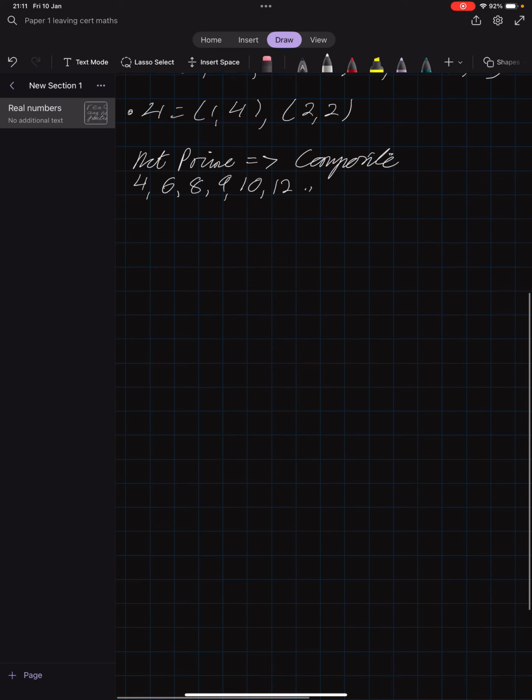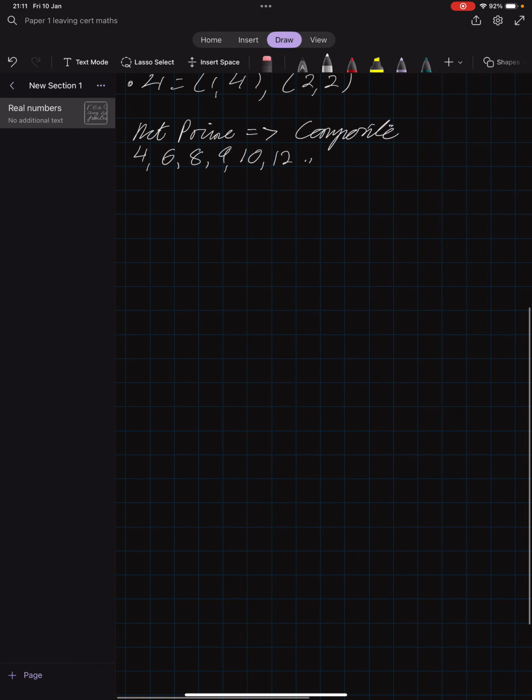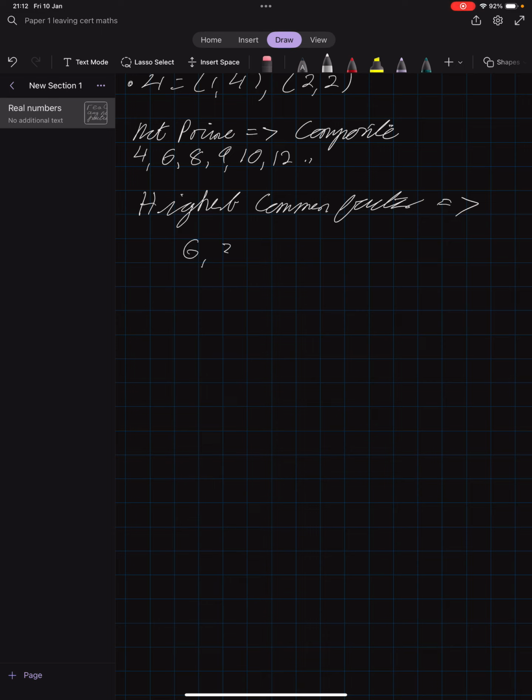Then you have other terms, such as your highest common factor. Your highest common factor is basically the biggest number that goes into two numbers. So for something like 6 and 3, the highest common factor is 3. Why? Because 3 goes into 3 and 3 also goes into 6. So the highest common factor is the biggest number that's common to both. Okay, and then you have your lowest common multiple.